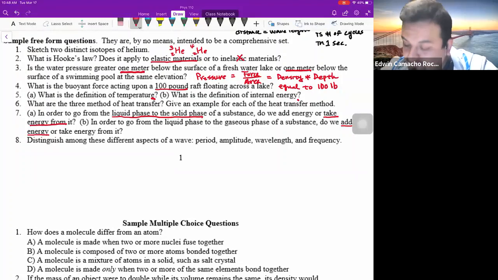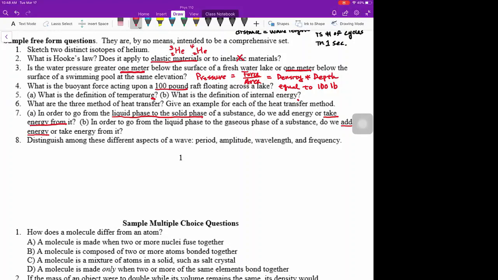For distinguishing among these, I just drew the picture, so I'm going to skip this one. Any questions about this?